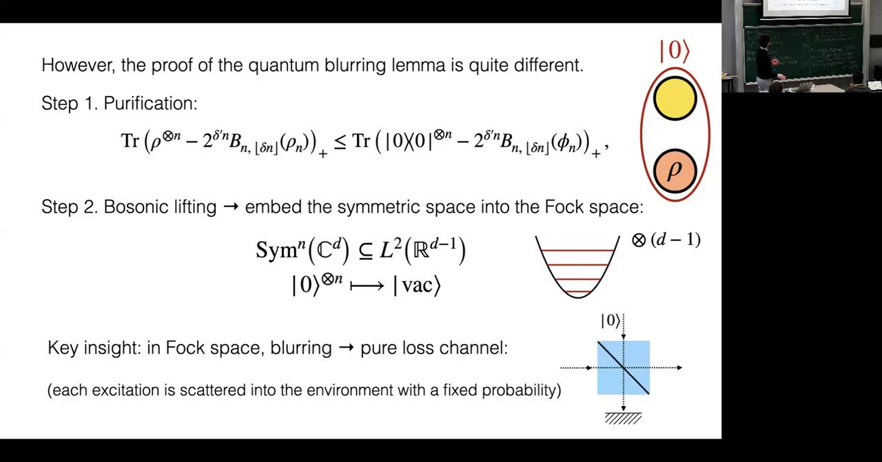The key insight that took me a while to realize is about the blurring map. What does the blurring map do? You append the vacuum, then you do some symmetrization, and then there's some small probability of leaking out excitations into the vacuum. That's what people in bosonic quantum information call the pure loss channel. The pure loss channel is a very well understood quantum channel, and in a precise sense, the limit of the blurring map in this bosonic space is equivalent to a pure loss channel.